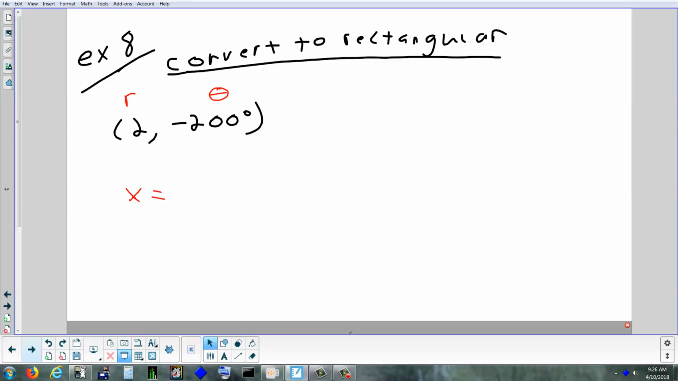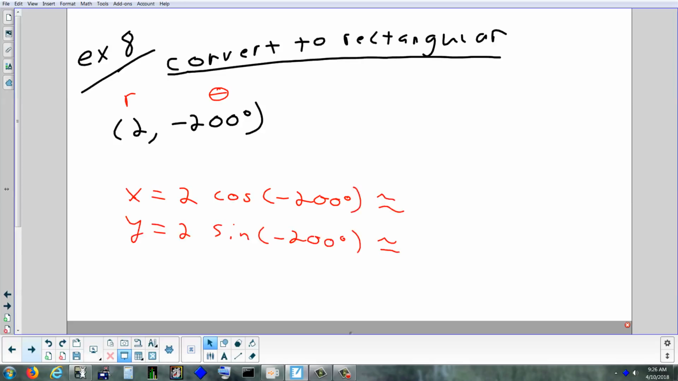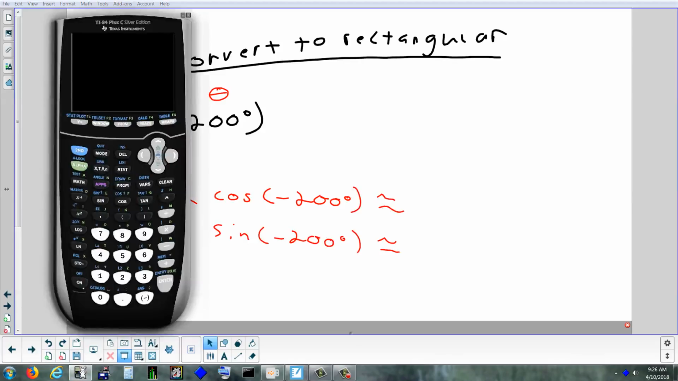Let's start with x. What would be my equation to convert the r and the theta into x here? Gracie? 2 cosine negative 200. And my equation to get the y? Yep, 2 sine negative 200. Now, if the angle is a multiple of 30 or 45, sometimes you get a nice answer. That's not a multiple of either, so we're just going to get decimals here.